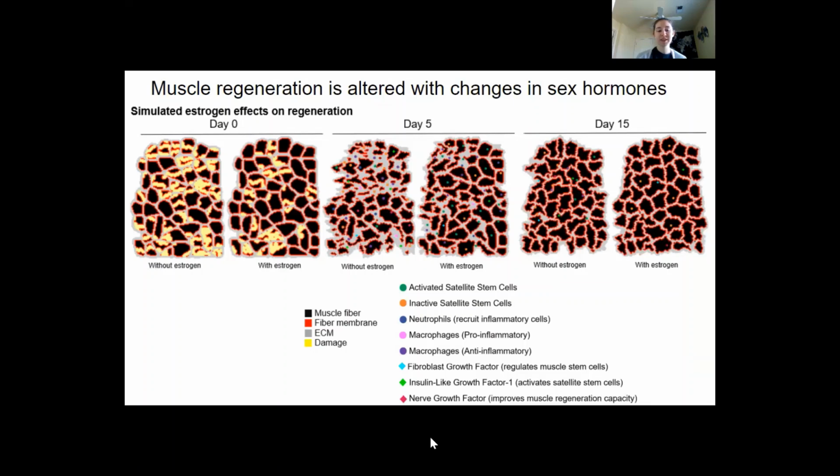It's also important to consider how different sex hormones can affect muscle regeneration. It's hypothesized that estrogen helps decrease muscle degradation with injury and impacts inflammation differently depending on the levels in the blood and muscle. We can test how these theories impact muscle regeneration by modeling these alterations in the regeneration process and analyzing the outcomes.